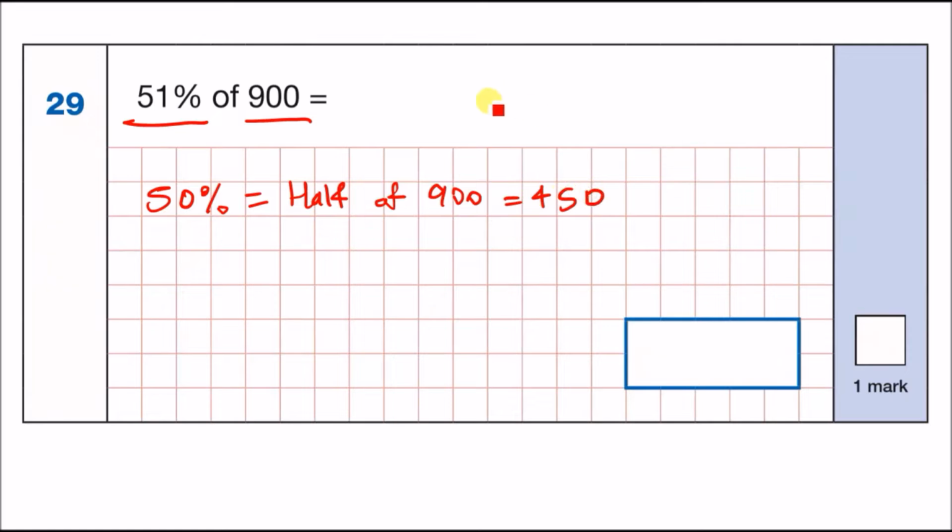If you're not sure how to do that, basically halving is like dividing by 2. So we do 2 into 900. Doing that should give you 450. Now you probably realize we just need one more percent.